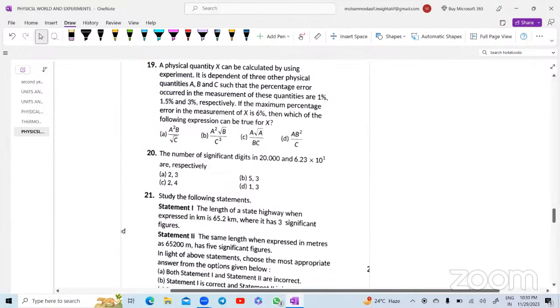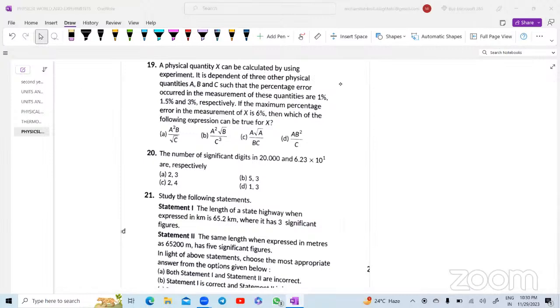Try question number 20 once, everyone. See how many of you can give the answer. The number of significant digits in 20.000 and 6.23 into 10 power 1 are respectively equal to how much? Speak directly, I told you yesterday. Question number 20 answer.